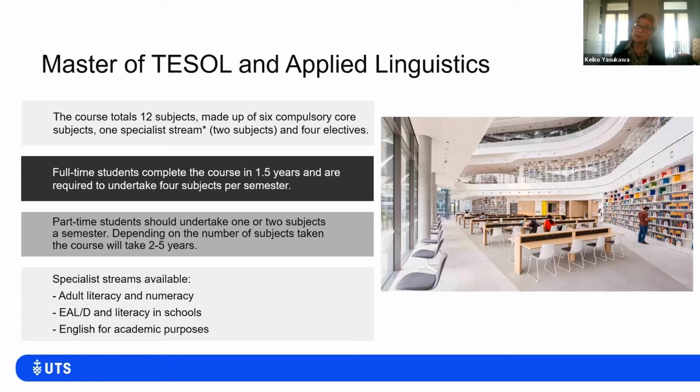You can study full-time or part-time. If you study full-time, you would need to do 4 subjects every semester to complete in the shortest possible time, which is 1.5 years. This is, of course, assuming that you don't get any advanced standing. But then again, many students do, so you may well be able to complete the course in less than 1.5 years. But if you don't have any advanced standing, you would be studying 4 subjects each semester.